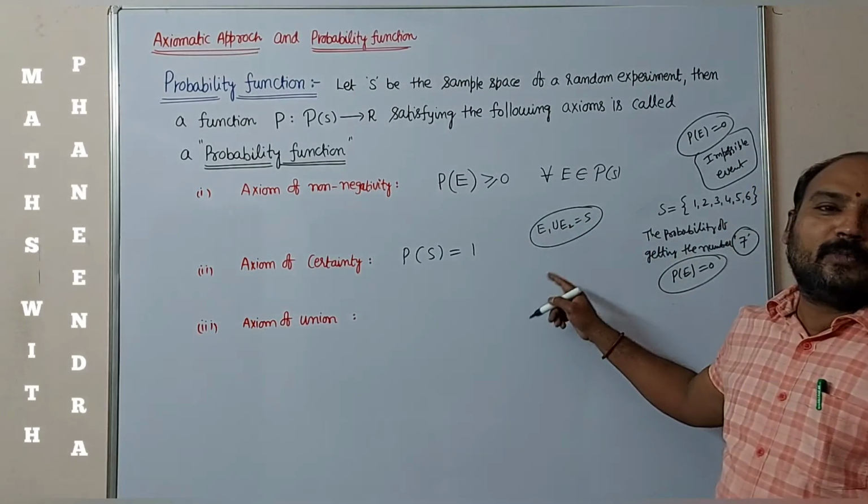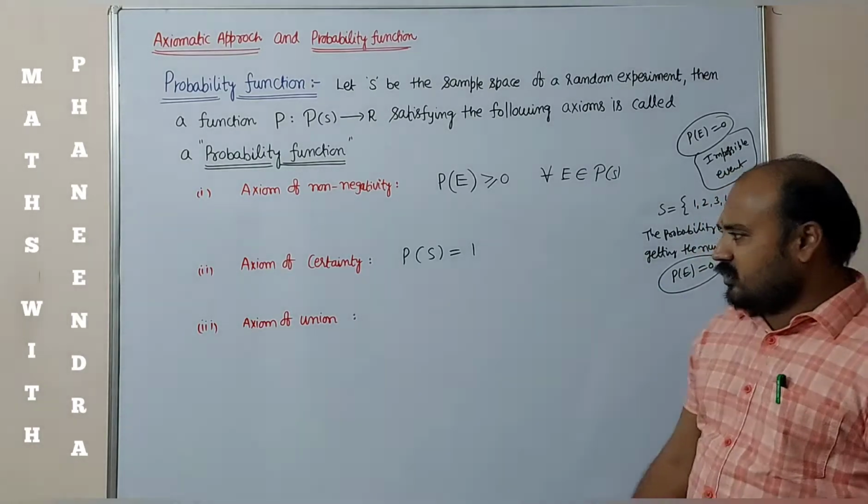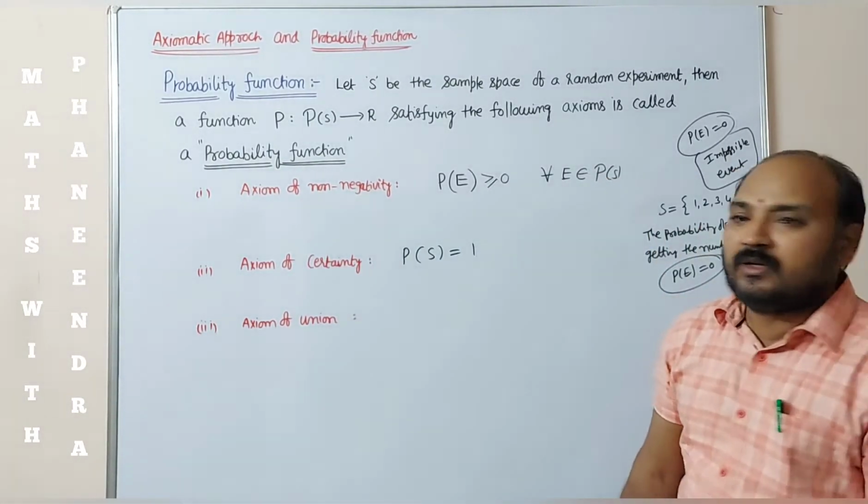This is called mutually exhaustive events in that case. Now come to axiom of union.